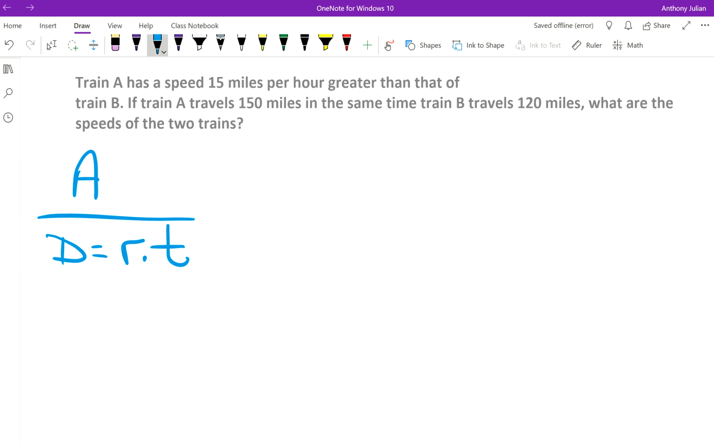So train A has a speed 15 miles per hour greater than that of train B. All right, so train A is going to be going R plus 15. That's their rate. If train A travels 150 miles in the same time train B, hold on.